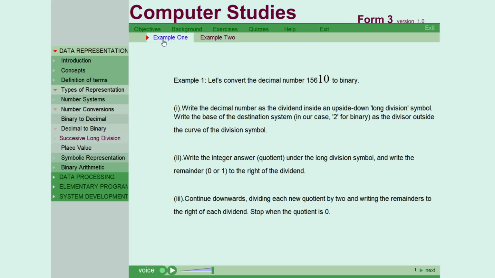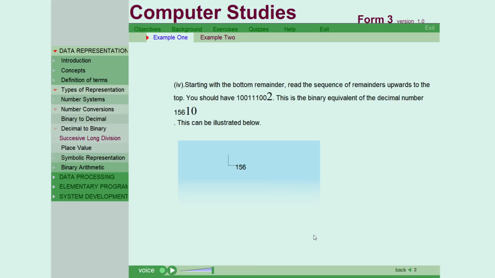Then write the integer answer, which is the quotient, under the long division symbol and write the remainder, 0 or 1, to the right of the dividend. Continue downwards, dividing each new quotient by 2 and writing the remainders to the right of each dividend. Stop when the quotient is 0. Starting with the bottom remainder, read the sequence of remainders upwards to the top. You should have 10011100. This is the binary equivalent of the decimal number 156.